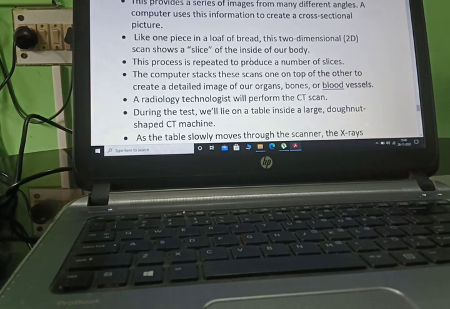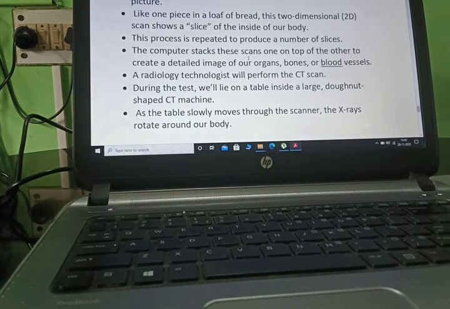Like one slice in a loaf of bread, this two-dimensional scan shows a slice of the inside of our body. This process is repeated to produce a number of slices. The computer stacks these scans one on top of the other to create a detailed image of our body organs, blood vessels. A radiology technologist will perform the CT scan.